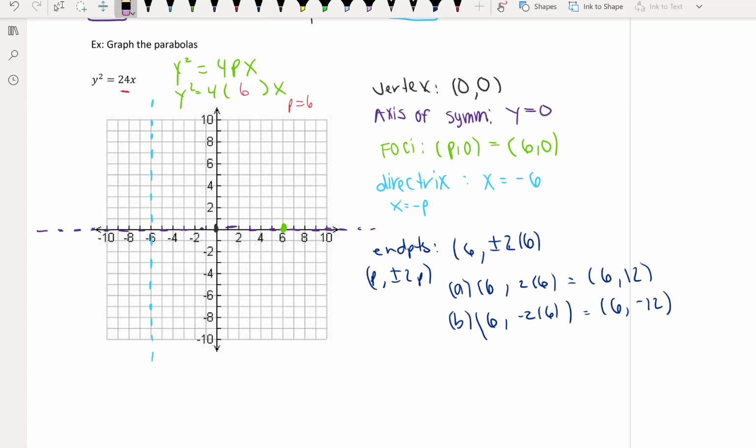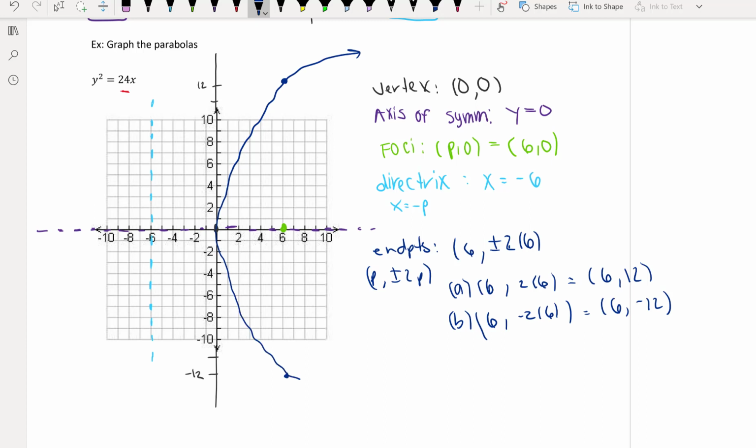So I'm going to run out of room a little bit. That's okay. So I'm going to extend this graph ever so slightly. So I have 10, 11, 12. Negative 10, negative 11, negative 12. There we go. So now my graph at 6, positive 12, that's up here. And 6, negative 12, that's down here. So my parabola is very, very large.